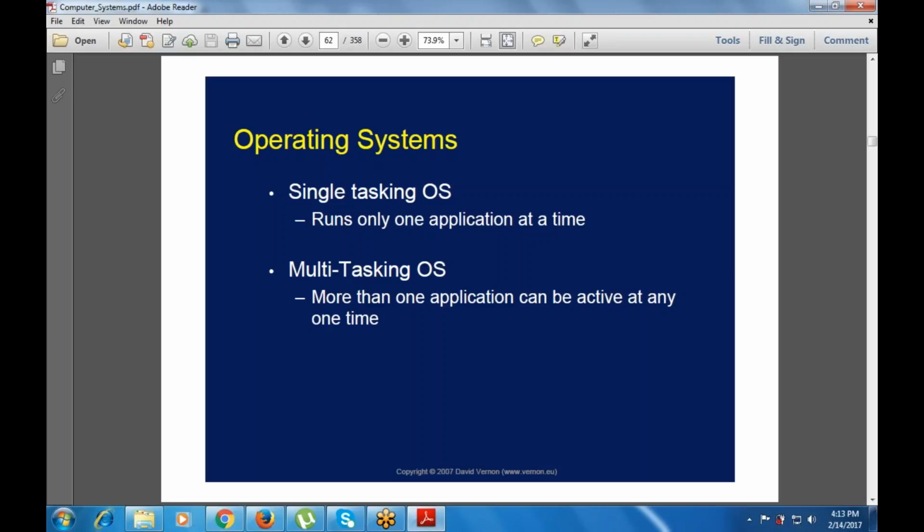And the operating system is divided into two parts. One is a single tasking operating system, one is a multitasking operating system. In single tasking, there is only one application running at the same time, and in multitasking, more than one application can be active at the same time.